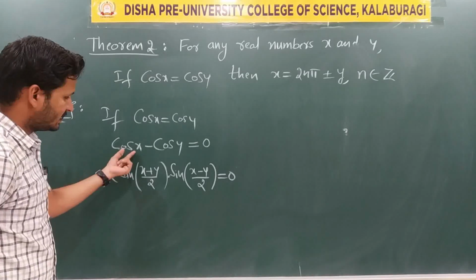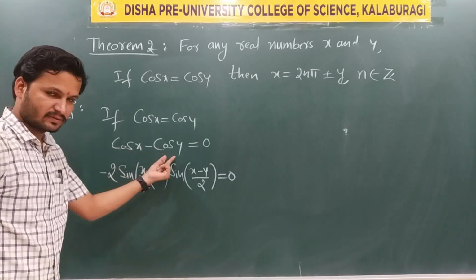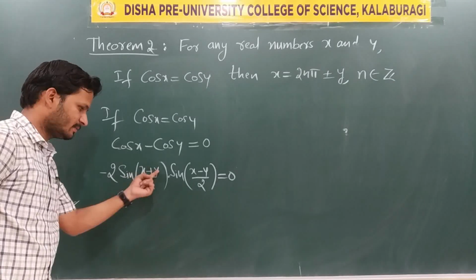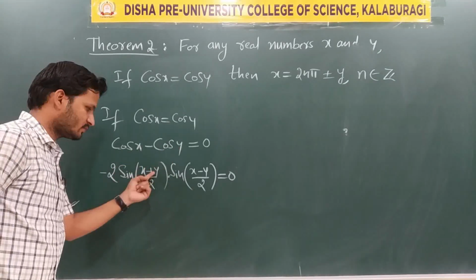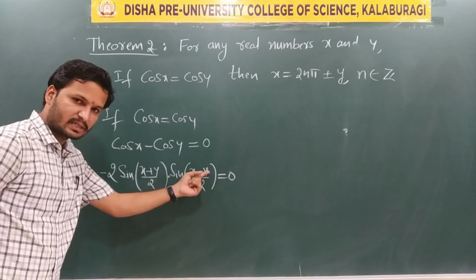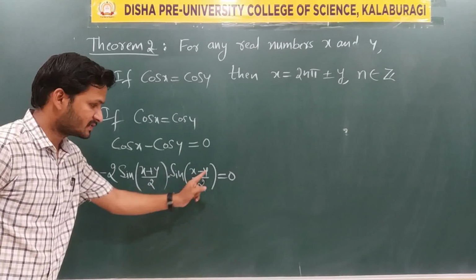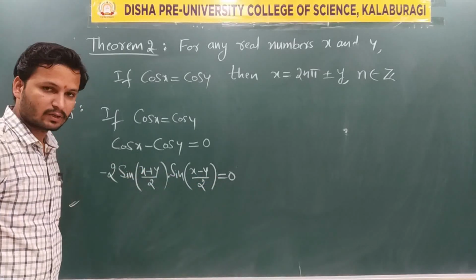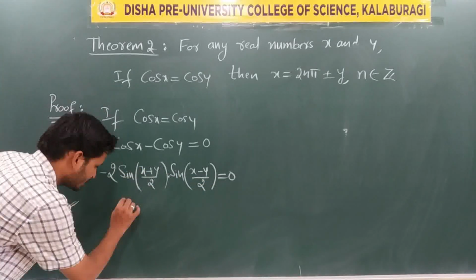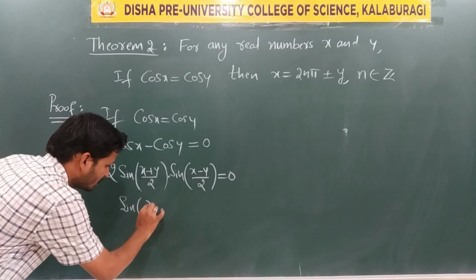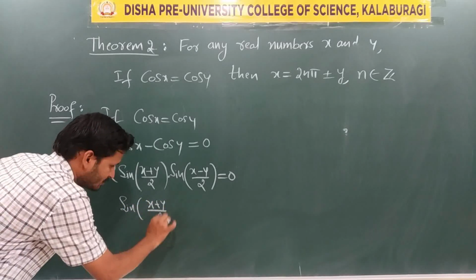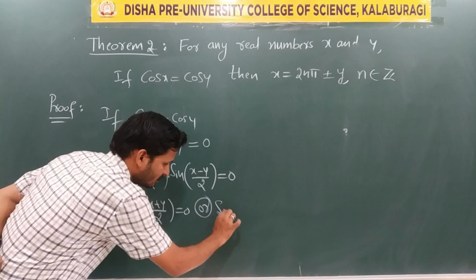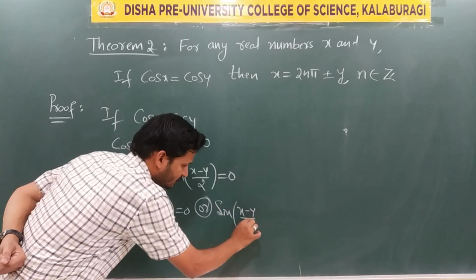So we use the cos c minus cos d formula, that is minus 2 times sine of (c plus d) by 2, where c is x and d is y, into sine of (c minus d) by 2, that is (x minus y) by 2. Similarly, minus 2 is not equal to 0. Therefore the possibilities are sine of (x plus y) by 2 equals 0, or sine of (x minus y) by 2 equals 0.